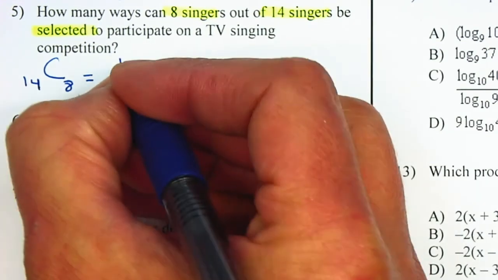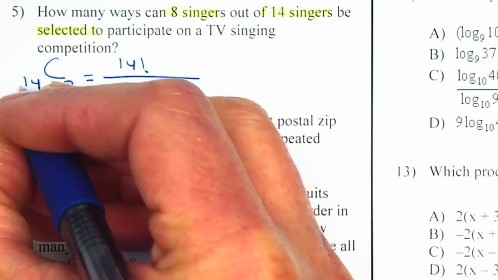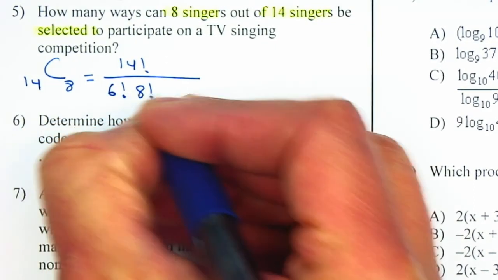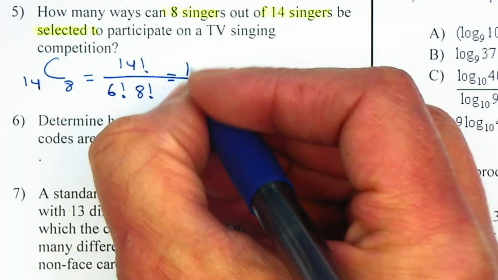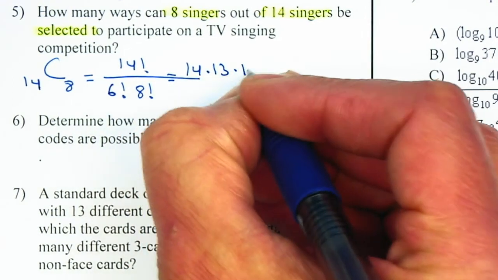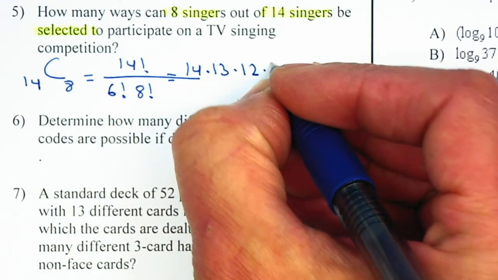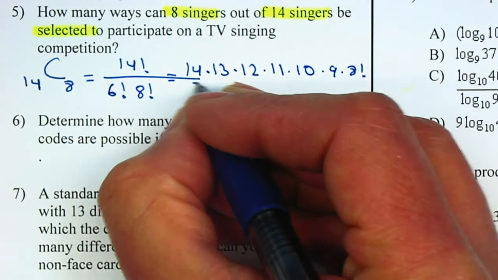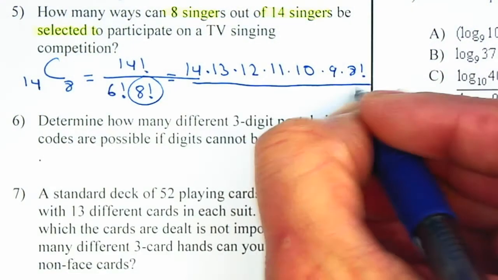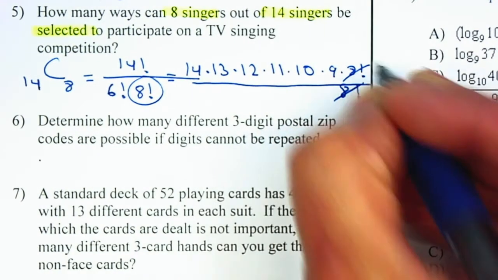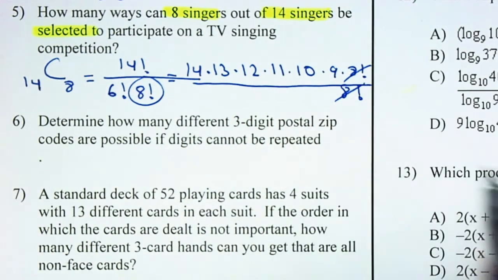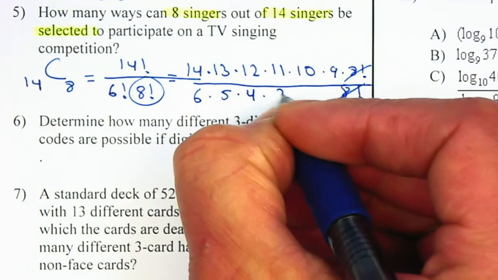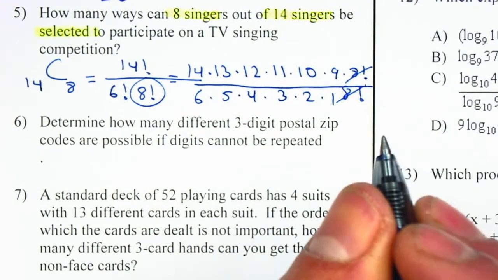From here we expand: 14 factorial over 14 minus 8, which is 6 factorial, multiplied by 8 factorial. Let's expand 14 times 13 times 12 times 11 times 10 times 9 times 8 factorial. Must stop here because that will cancel with this 8 factorial. You can continue if you want. And then the 6 factorial is 6 times 5 times 4 times 3 times 2 times 1.